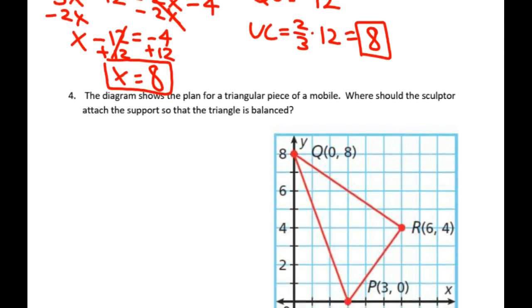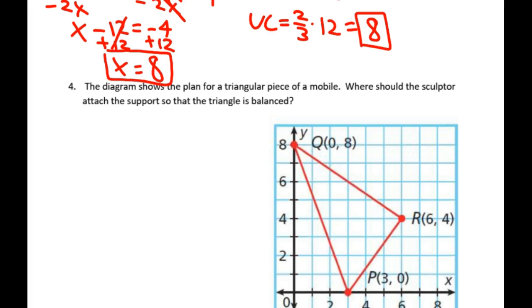And then we're down here on number 4. You should be able to, from a diagram, make a centroid. So what does it say? The diagram shows the plan for a triangular piece of a mobile. If you don't know what a mobile is, ask an art student. Hopefully they know. Where should the sculptor attach the support so the triangle is balanced?